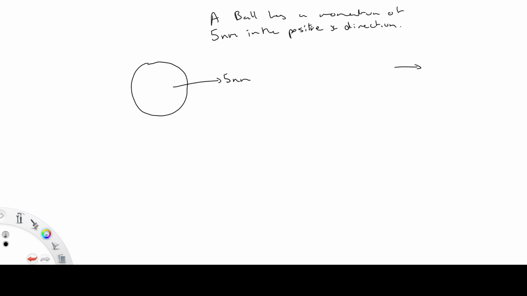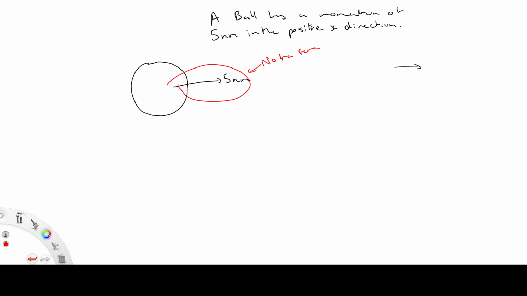This is not a force. A force is a change in momentum per second. This arrow is not showing a force, rather this arrow is just showing the momentum of the ball. The ball has got a momentum of 5 newton meters per second. This ball is traveling at a constant speed, at a constant velocity.